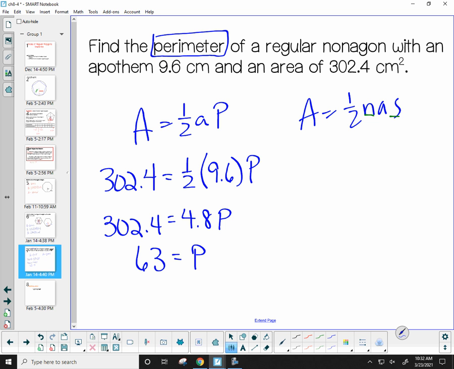What if I asked you now a follow-up question, what's the length of each side? I heard somebody say it. It's 7, right? Because we were told we have a nonagon, that means it has to have 9 sides, so n times s is my perimeter. The number of sides is 9, so that gives me 7 for my side length. I didn't ask you that, but just to add on to it.